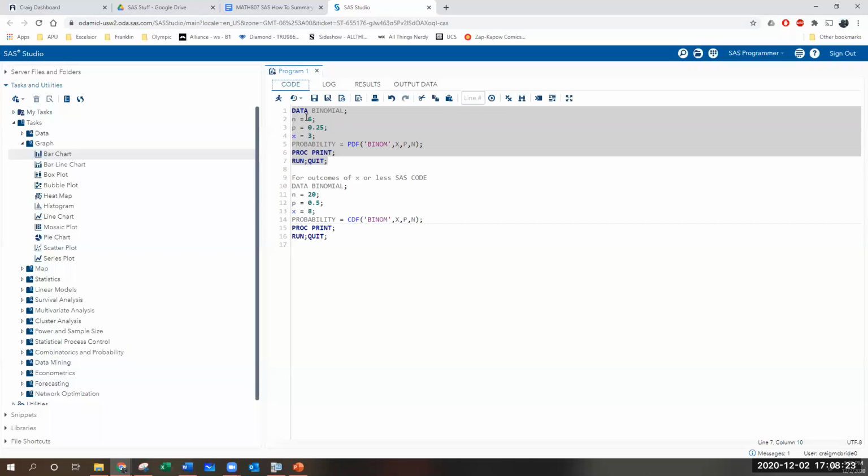Then if I go back to my code and change it, highlight it and run it again, I'll do that. And when we want, see, it has it right here for less than or equal to stuff.